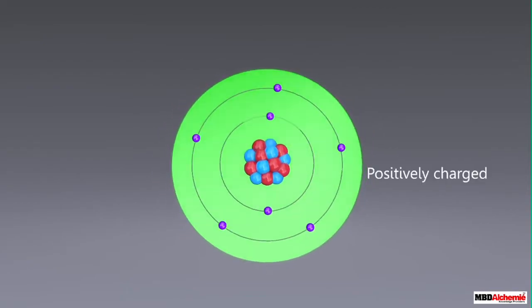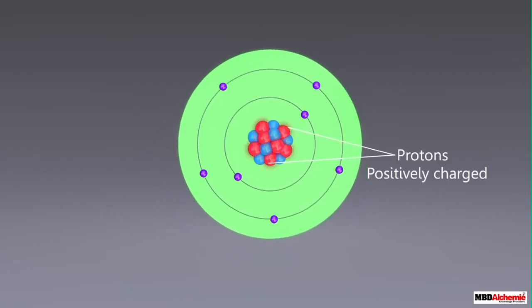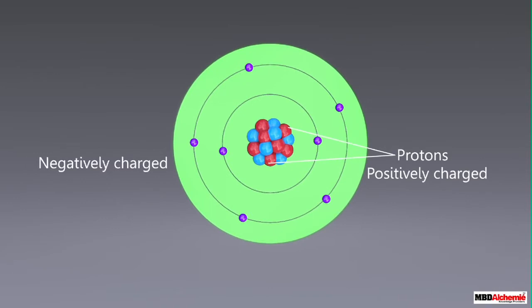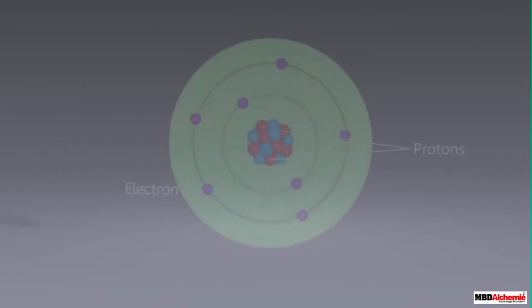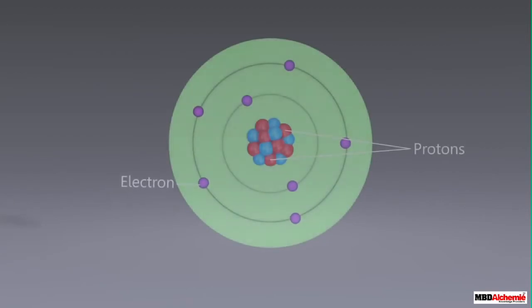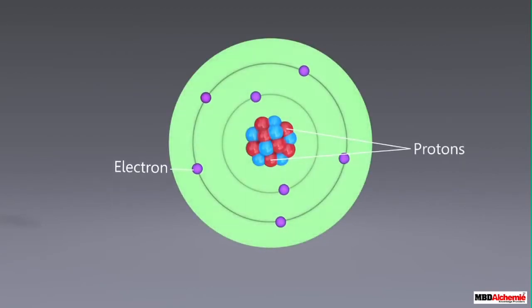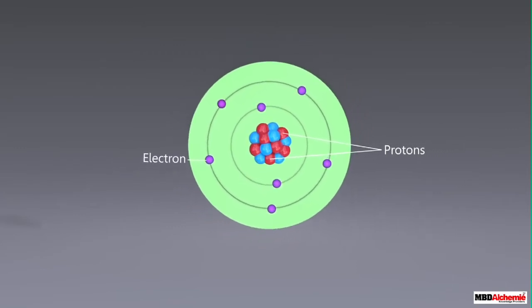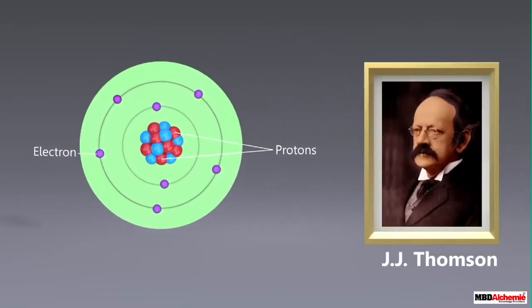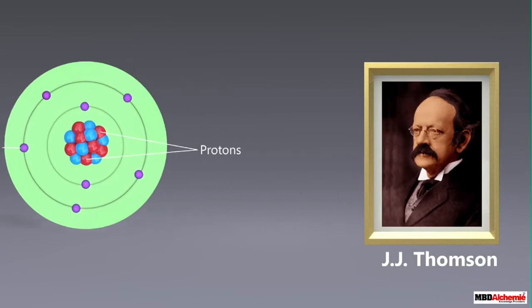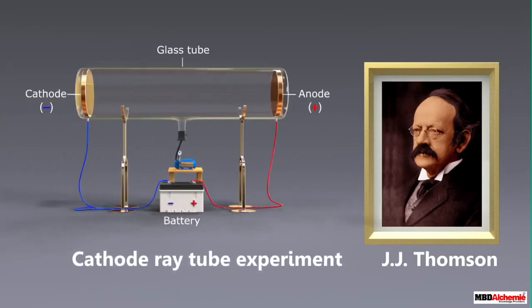When positively charged, these are known as protons. When negatively charged, these are known as electrons. Now that we know what these are, it is also important for us to know by whom they were discovered and how. The credit for the discovery of the electron goes to Sir J.J. Thomson. An experiment that helped him discover this was the cathode ray tube experiment.